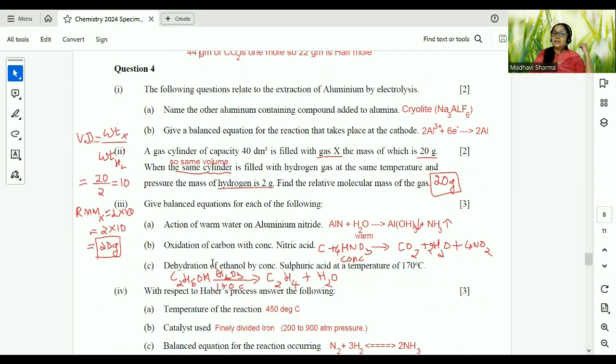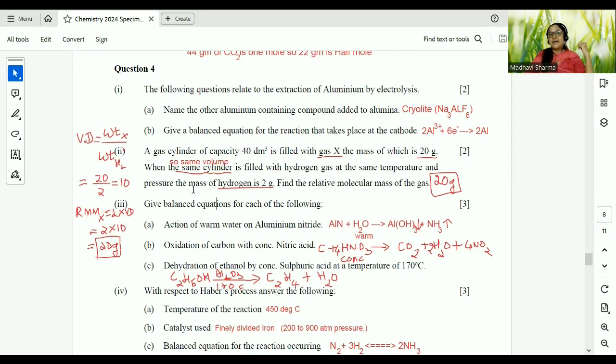And now the stoichiometry. A gas cylinder of capacity 40 dm cube is filled with gas X, the mass of which is 20 grams. When the same cylinder is filled with hydrogen gas at the same temperature and pressure, the mass of the hydrogen is 2 grams. Find the RMM of the gas.